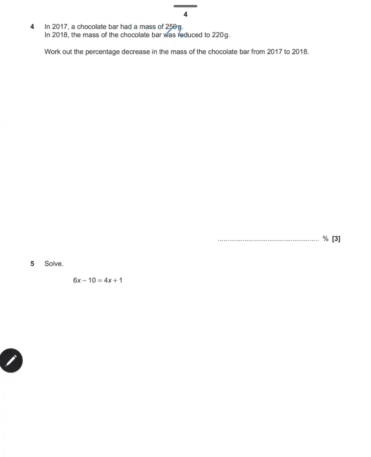Question 4, and here we've got a chocolate bar that was 250 grams, and it's now been reduced to 220 grams, and we want the percentage decrease. Well, let's find the decrease first. 250 take away 220, it's gone down by 30 grams.